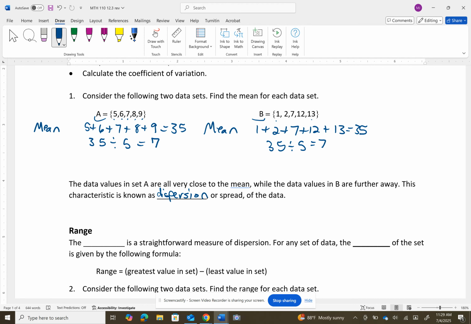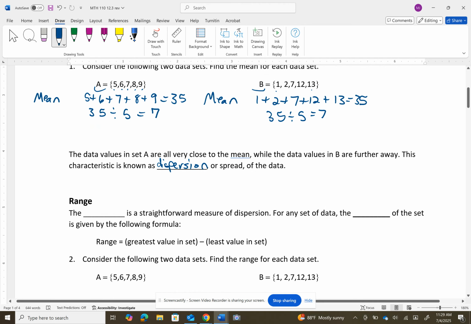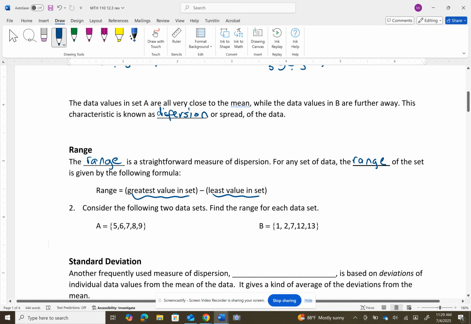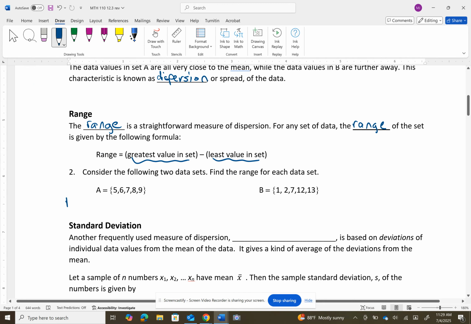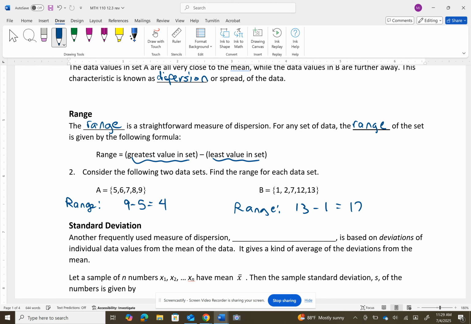Okay? So there's two measures that we're going to look at. One of them's called the range, and the other one's called the standard deviation. The range is very straightforward. The range of the data set is found by just taking the greatest value in the data set minus the least value, period. So if I want the range for data set A, I'm just going to do 9 minus 5 and get 4. And when I do the range for data set B, the highest was 13. When I take away 1, it was 12.